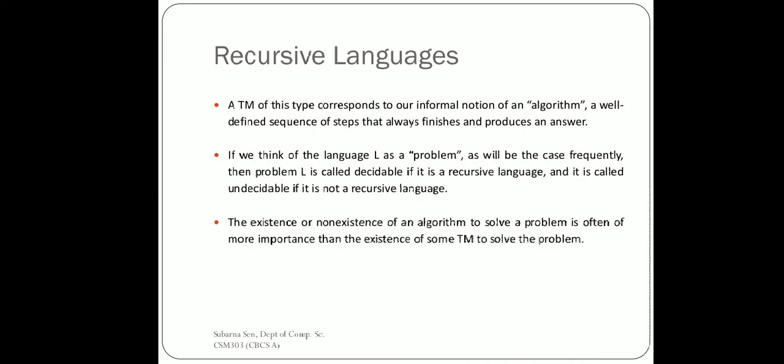Now, a Turing machine of this type corresponds to our informal notion of an algorithm. As I told you, these recursive languages are those languages which are decidable. So it will always come up with an answer of yes or no, right? And here, in place of language, we can say problem: whether this problem is decidable or not.